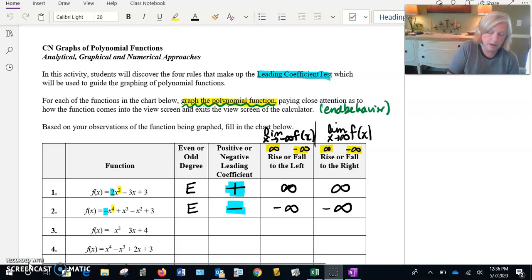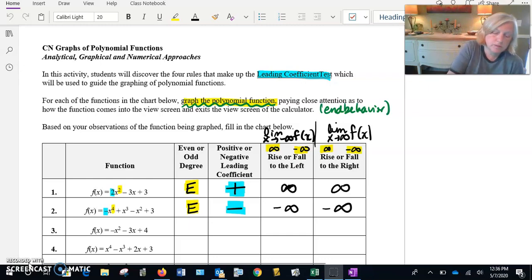For the first one, you see here in yellow, I have the 2 and the 4 highlighted. Those are the highest degree, the highest power, and they're both even, so I put an E for that. The lead coefficient is in turquoise. The first one had a lead coefficient of 2, and the second one had a lead coefficient of -1. I'm just putting a plus or a minus for positive or negative.